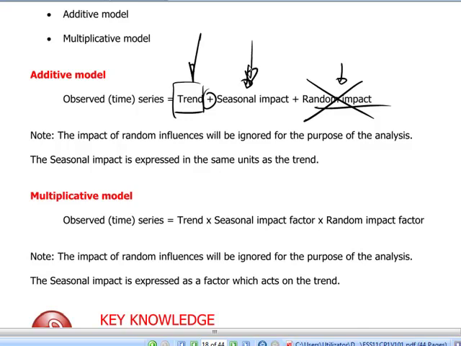Now, the difference between the additive and multiplicative models is that the observed time series is constructed and described in the first case by adding the seasonal impact to the trend, and in the second case, with the multiplicative model, by multiplying the trend by some factor which represents the seasonal impact.